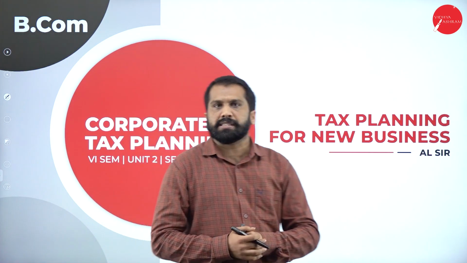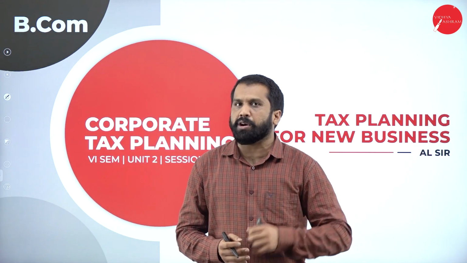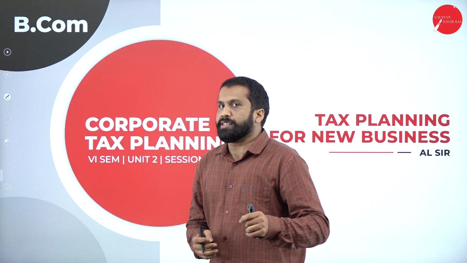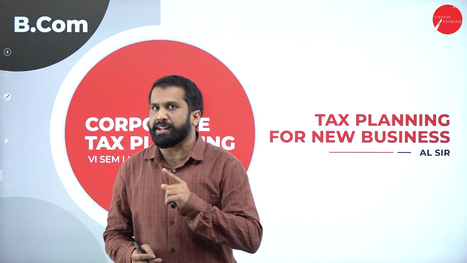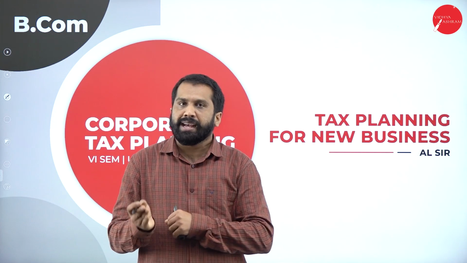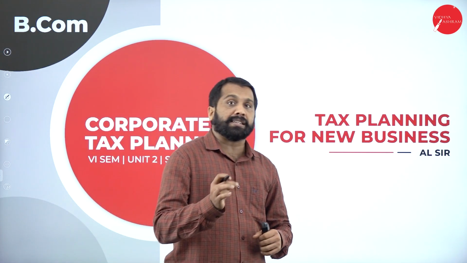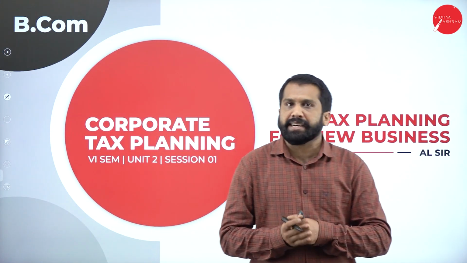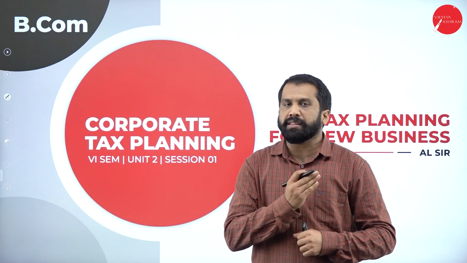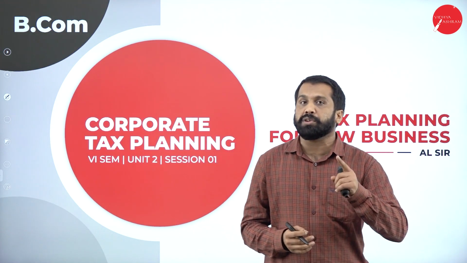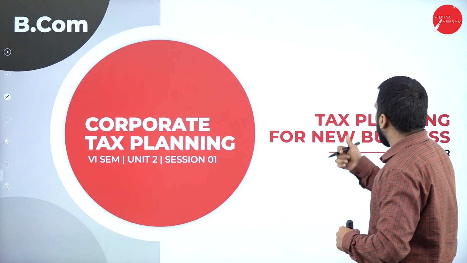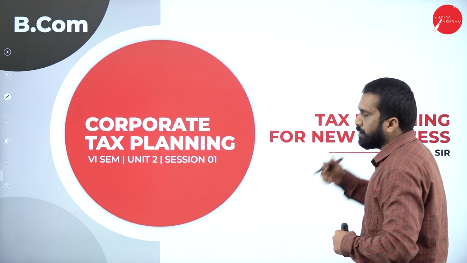In your syllabus, Unit 1 and Unit 2 are all about theory. Unit 1 is about what is corporate tax planning, what is tax evasion, what is tax avoidance, what is tax planning, and what is tax management. Along with this, you also had the types of company, like Indian or domestic company as well as foreign company. All these topics we discussed in Unit 1. What is Unit 2? Unit 2 talks about tax planning for new business.